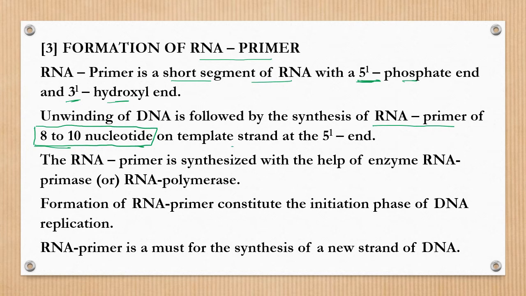On the template strand, this RNA primer is formed based on the sequence of that template strand at the 5' end region. The RNA primer is synthesized with the help of the enzyme RNA primase, or RNA polymerase enzyme. The formation of RNA primer constitutes the initiation phase of DNA replication. RNA primer is a must for the synthesis of a new strand of DNA.